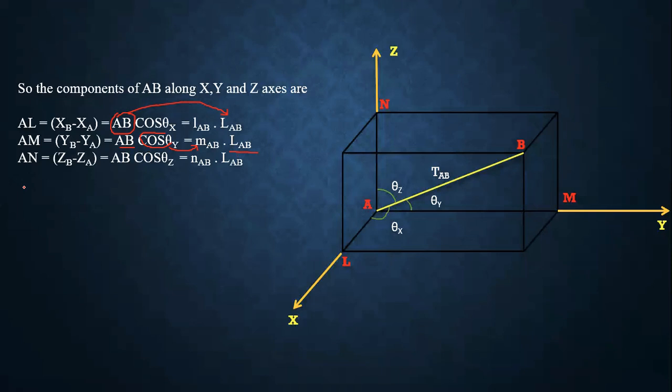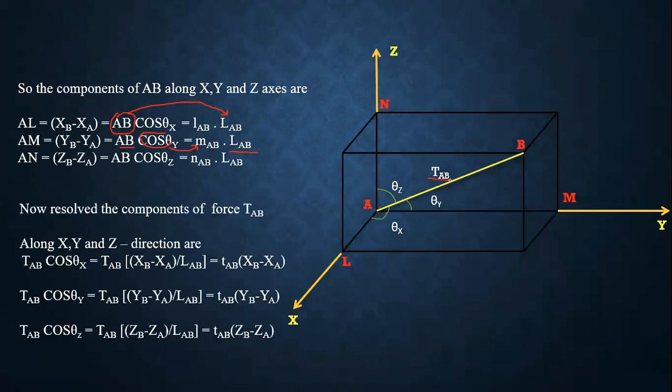Now, because of the external forces, there is a resulting pull in the member AB, which is TAB. So resolve the component of force TAB along the X, Y, and Z directions. That is the same as before. TAB cos theta x is equal to TAB times (XB minus XA) over LAB, which is only in the X direction. Same if we use theta y, that will be TAB times (YB minus YA) over LAB. If we use the Z direction, it will be small tAB times (ZB minus ZA).